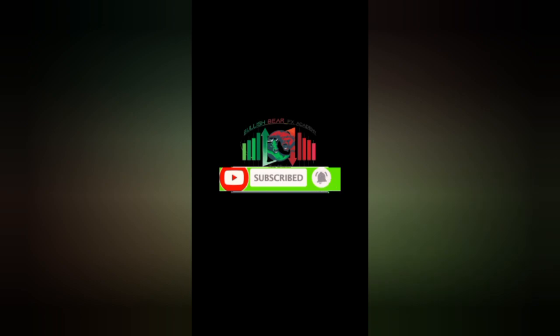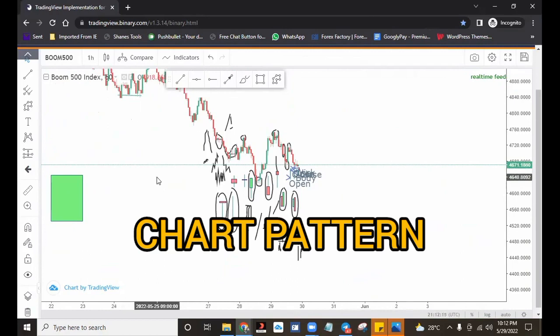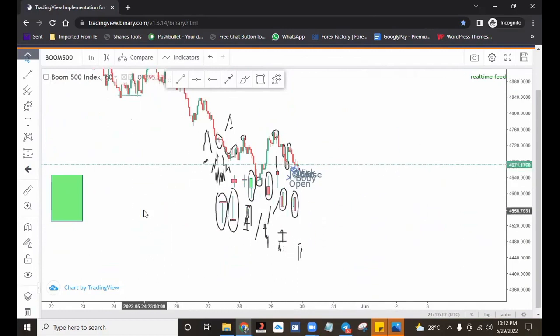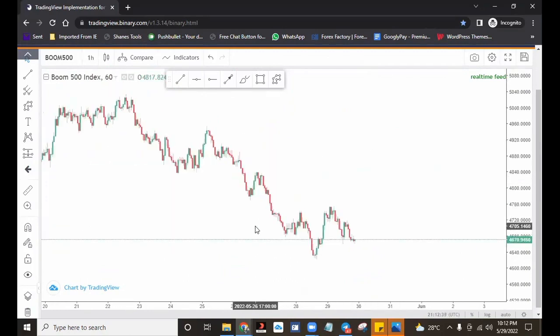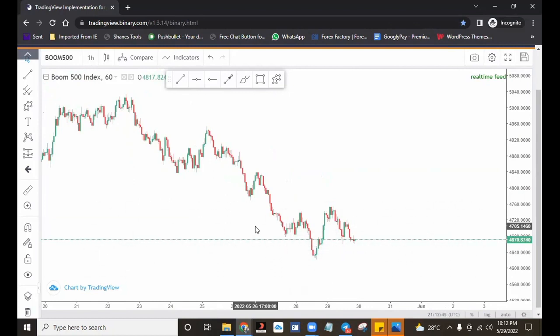Now let's begin. So today I said we're going to be talking about chart patterns. Chart patterns are also a very important thing that we need to understand because they give us an edge to know where markets might likely go next. Now, when we talk about chart patterns, what is a chart pattern? A chart pattern simply means the way markets moved and what it formed when it was moving.